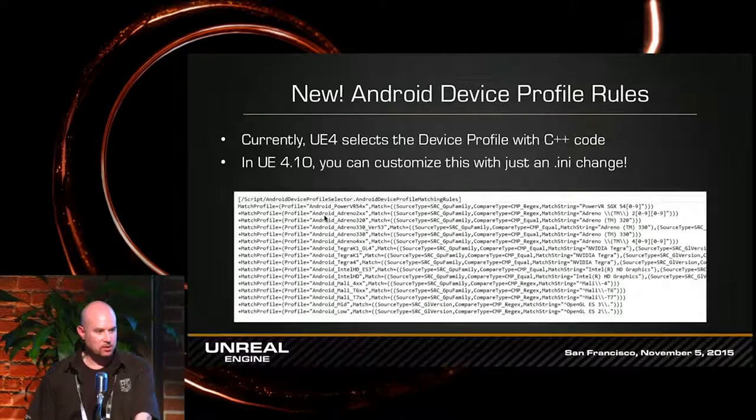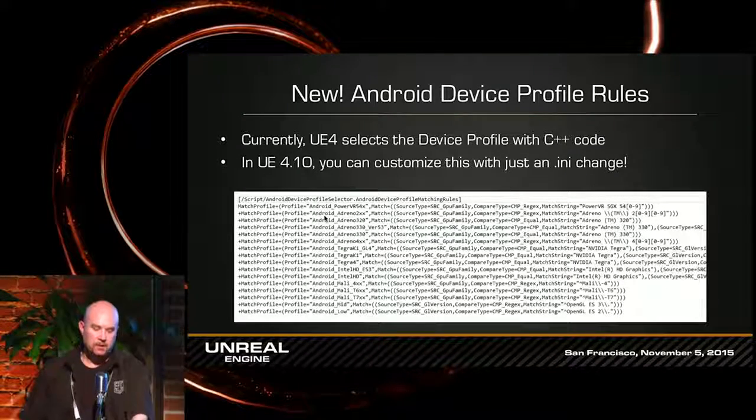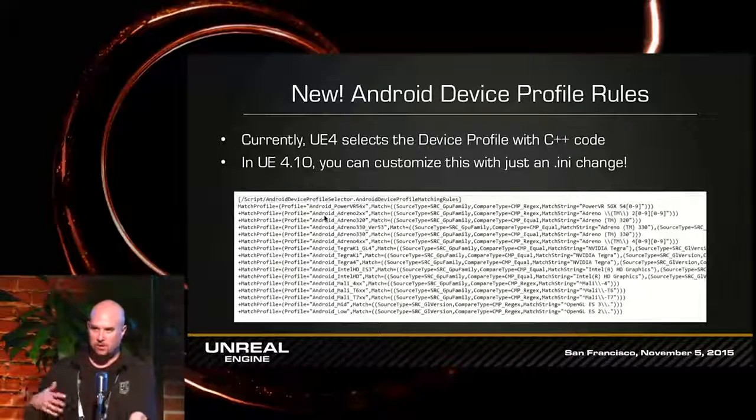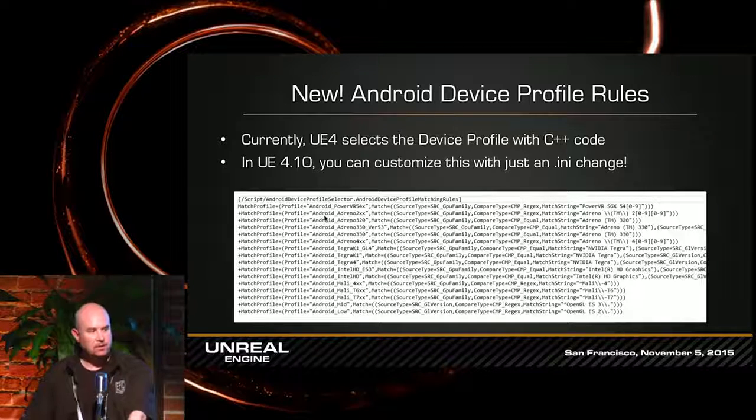So we have something new. Instead of having to modify the C++ code in the engine, if you want to modify how the device profiles are selected at startup, you can now change the selection rules in INI. You know, it's still complicated, but you don't have to type C++, and you don't have to recompile and so on. Also, an INI file is easier to patch.